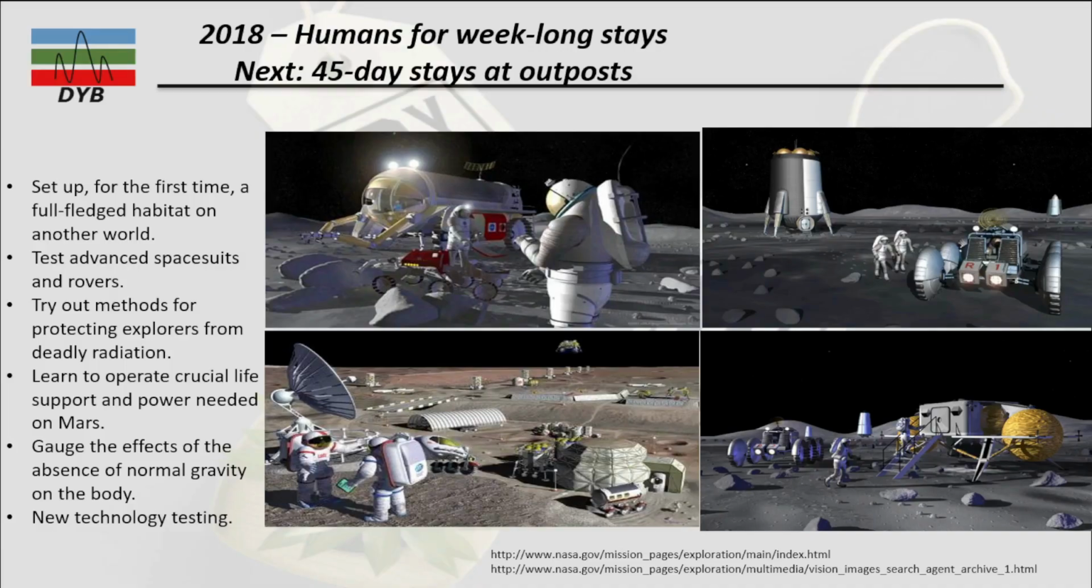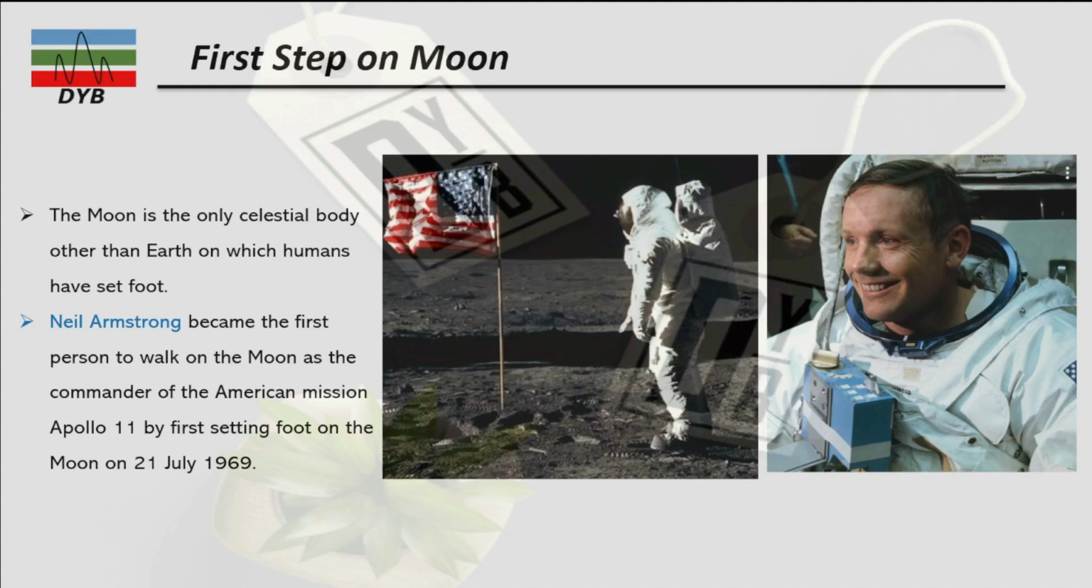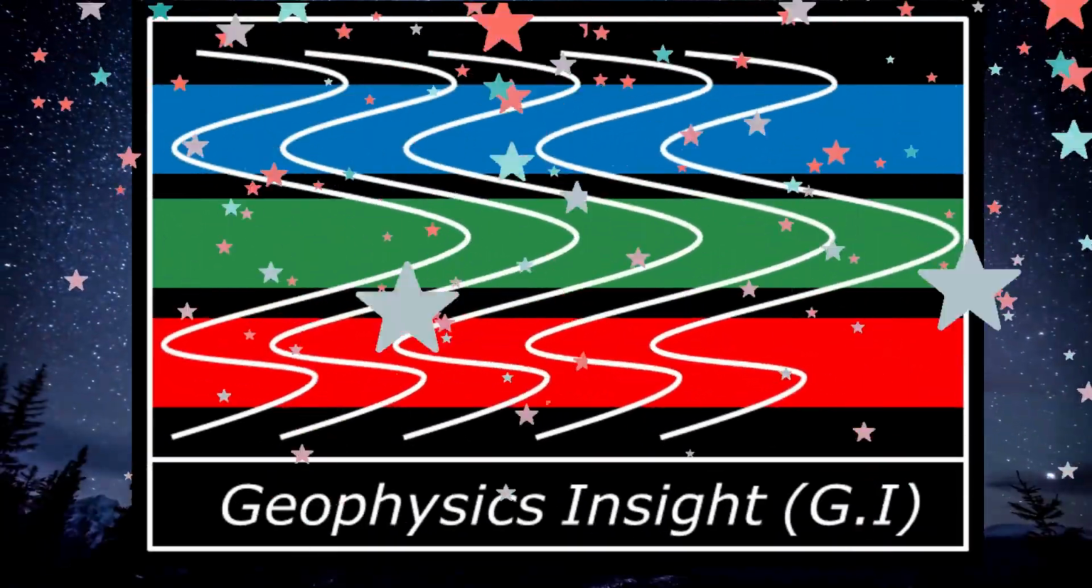Now you can see the moon is becoming smaller and smaller. Also, they are testing some new technology on this gravity, and I hope they have been doing much more on the surface of the moon. Just to make sure, the moon is the only celestial body in our solar system other than the Earth on which humans have set foot.